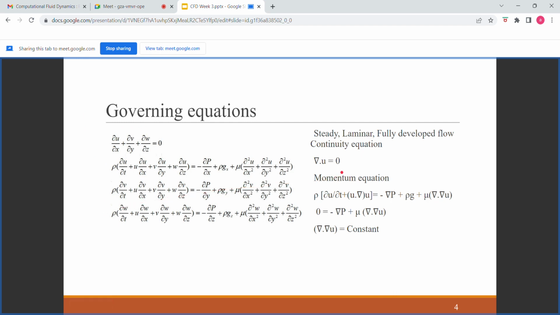So for the steady laminar fully developed flow, the continuity equation becomes like this, and the momentum balance equation reduces to this format, where the flow will be considered in one direction and all other terms like steady state terms will be reduced. So from this it is del dot u is equal to 0, or from the momentum balance equation it will become del dot del u is equal to constant.